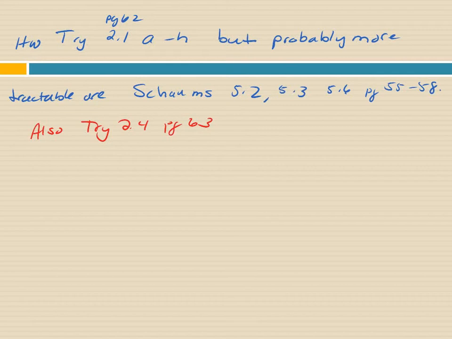I gave you the homework on page 62, 2.1, A through H. I'm not sure how tractable they are. I looked at them, and some of them have twists in them, like you were talking about right now. Like you look in the back of the book, it doesn't match. So maybe some more tractable problems are the ones in Schaum's outline in sections 5.2, 5.3, 5.6, and those are on page 55 through 58. And what's nice about the Schaum's outline is the solutions are all in there.